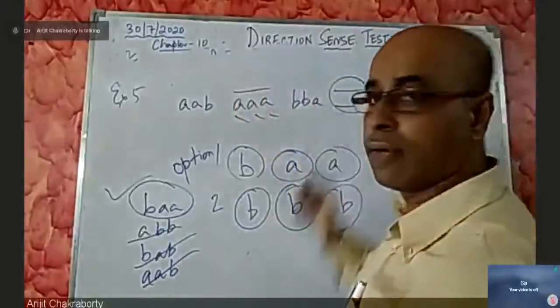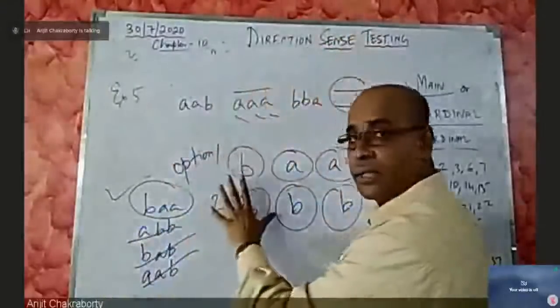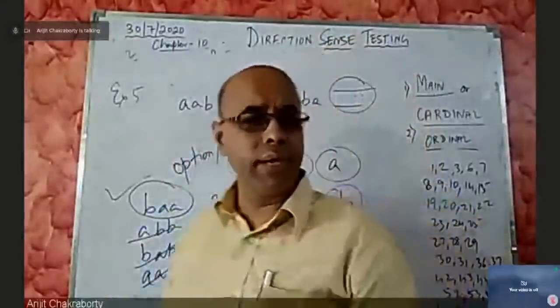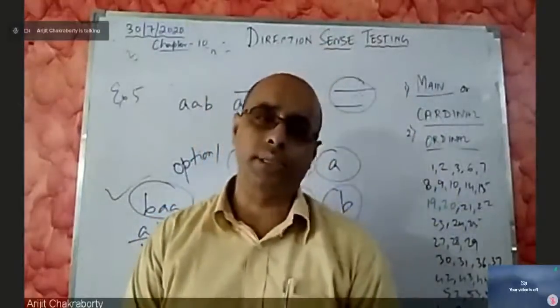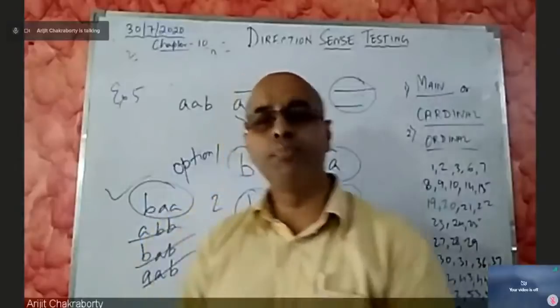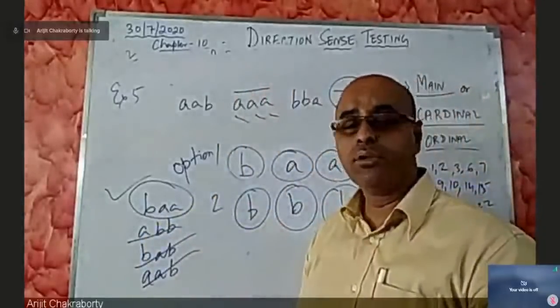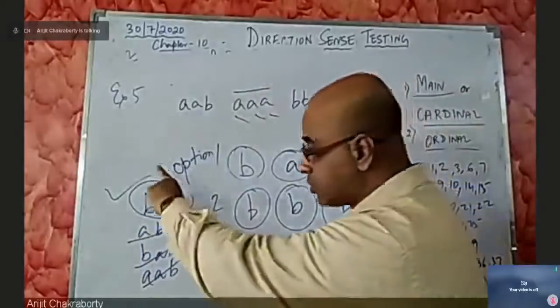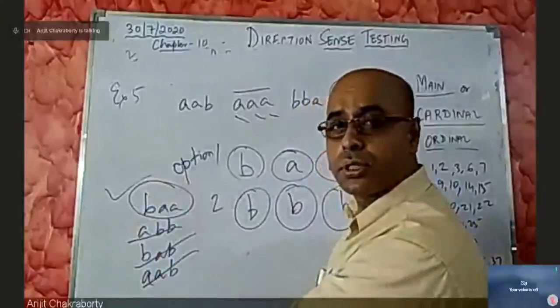So there can be BBB also. Right? So you have to also look at the results once you arrive at the possible results. See, many of these questions, dear students, may have multiple correct answers. But you have to pick the nearest answer. You have to pick the closest answer, the one which is nearest to the options.